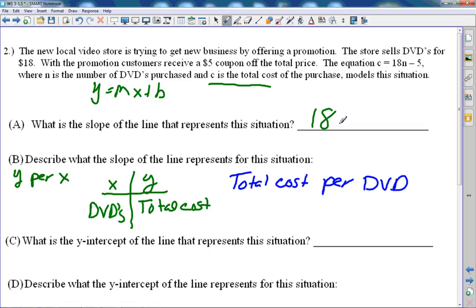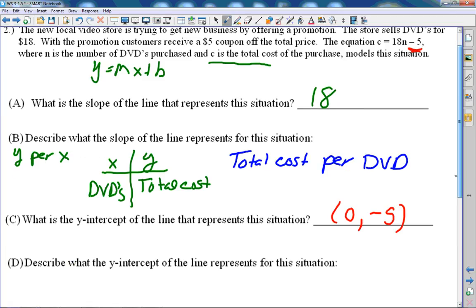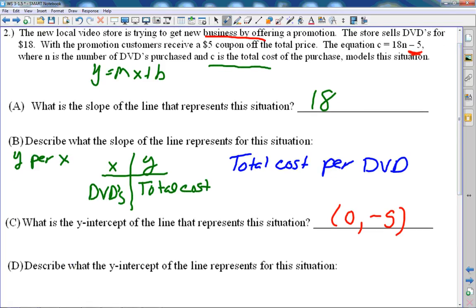Because this is asking me, what does this slope represent? What does this number mean? Well, it's the cost of each DVD, because we're taking 18 times however many we buy. What is the Y-intercept of this situation? That minus 5, that's 0, negative 5. Well, what is that 5? What's going on in the problem? Because it says describe the Y-intercept. Well, it says right here, it's a $5 coupon. So I'm going to write $5 coupon.